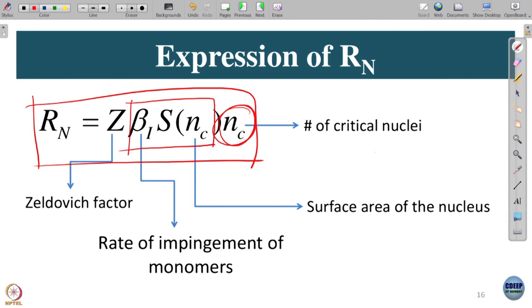Then this is the rate of impingement on the surface, and there is also a probability that during the unit time, this beta is the rate of impingement per unit time, it can also disappear. That means it can also come down here. So, there is a non-equilibrium process, and this is what brings it very close to chemical kinetics that I will discuss a little bit later. That effect that it can come down is included through this factor Z, which is called the Zeldovich factor.